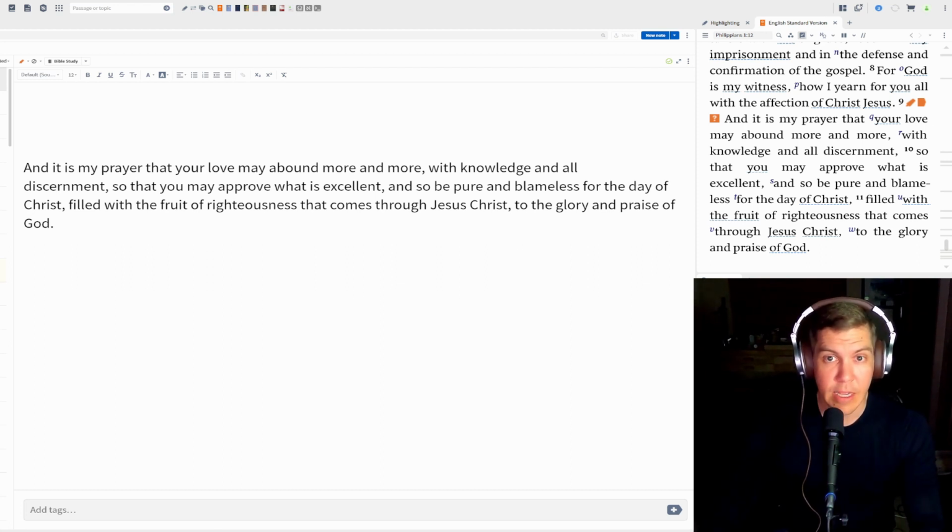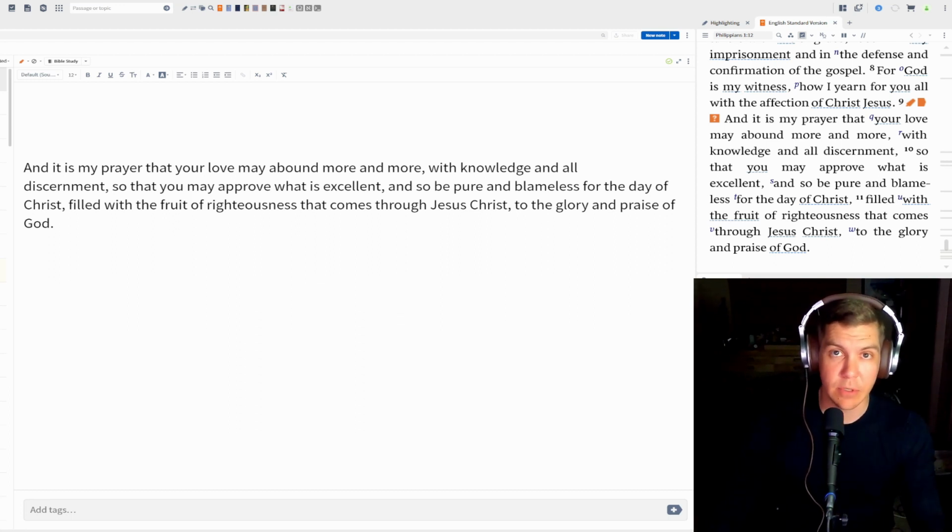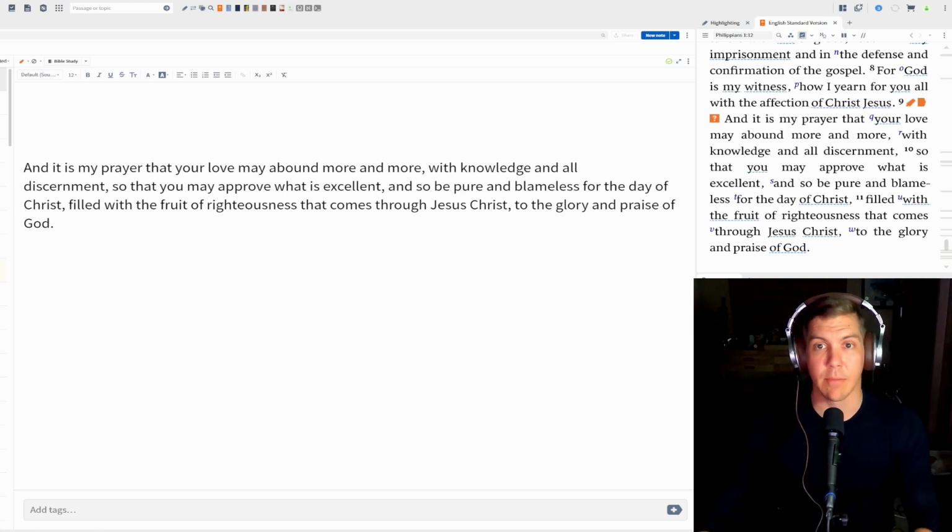Just like with observation, you can do this on a sheet of paper. You can do it in a word processor. I'm using the notes function in Logos Bible software because I like being able to track it alongside my passage in my preferred translation, which in this case is the ESV. I've gone ahead and copied my passage into a note here, and I've got it laid out.